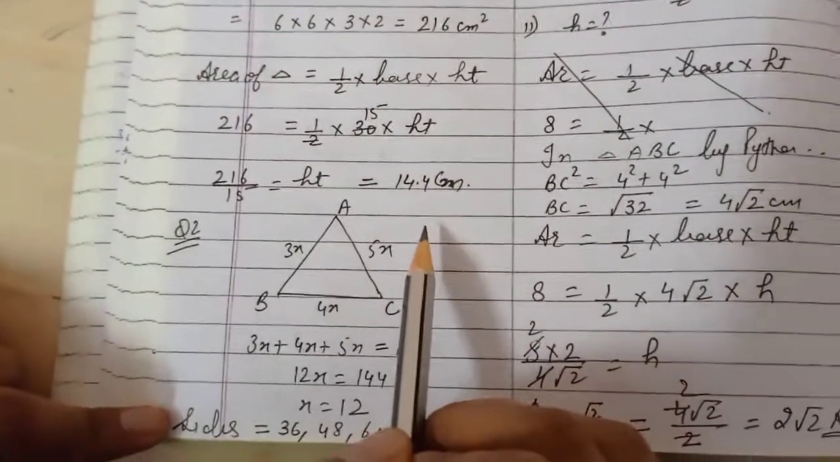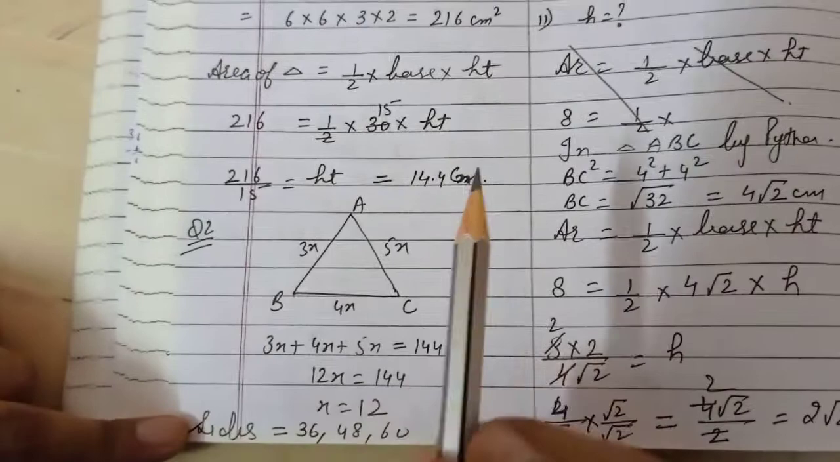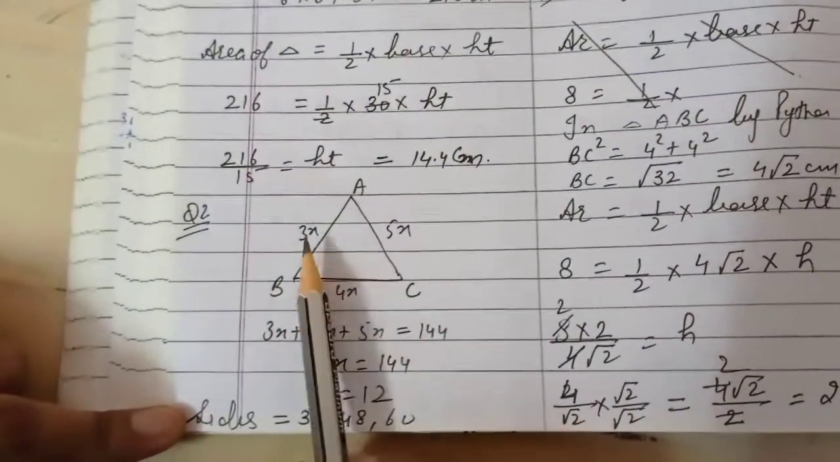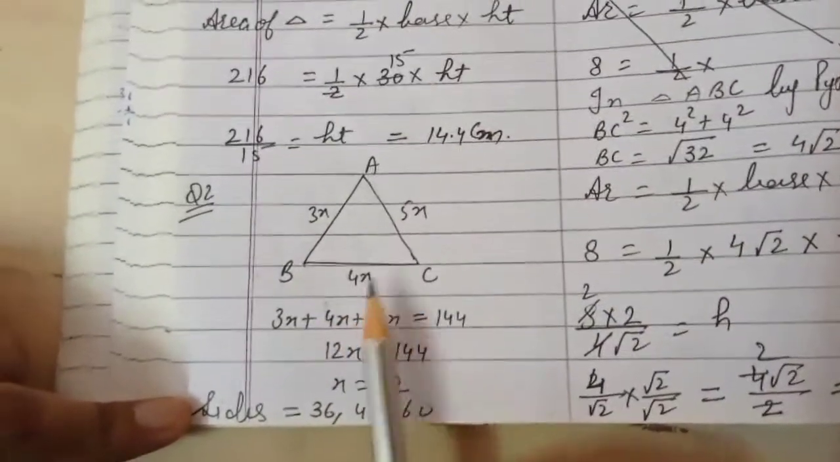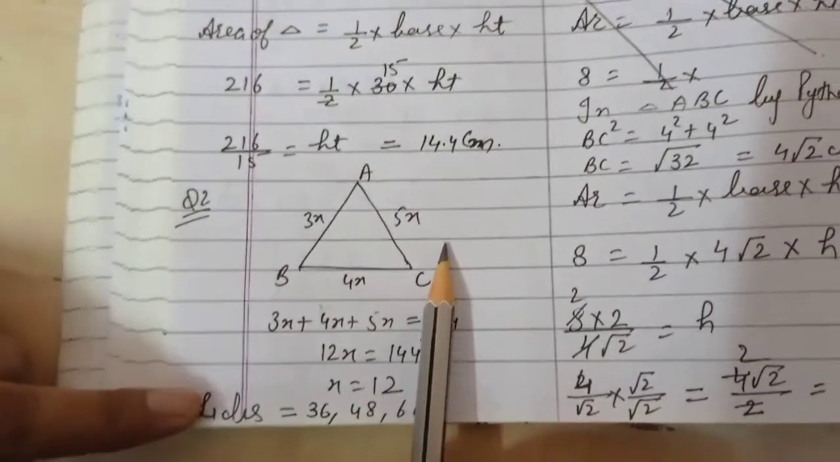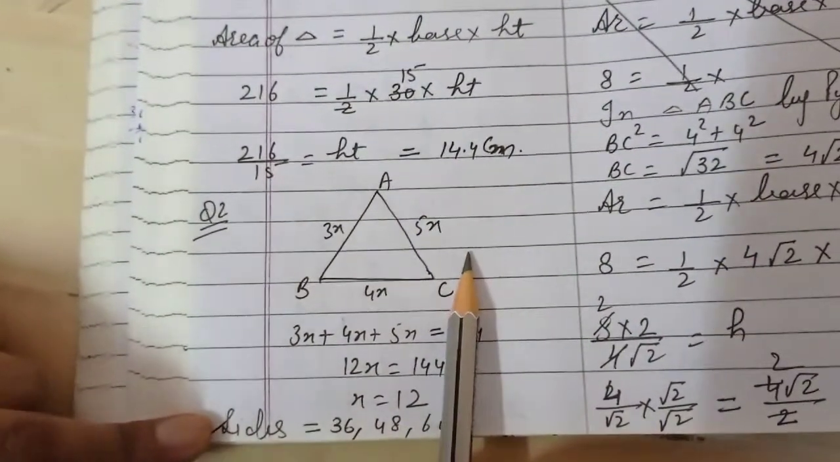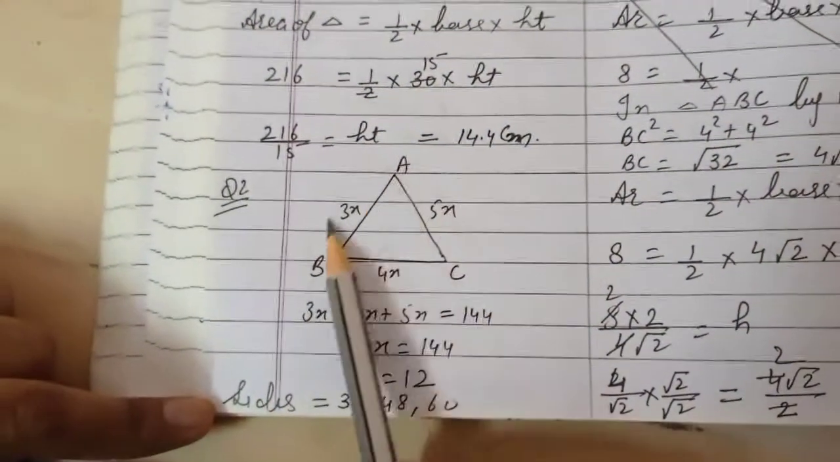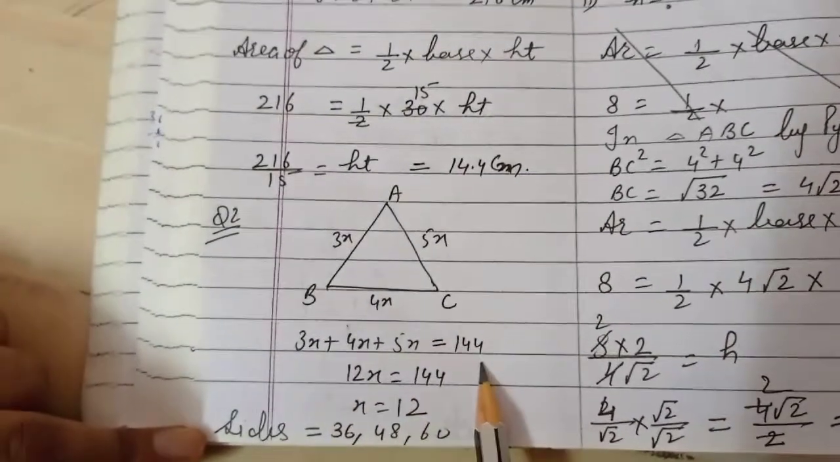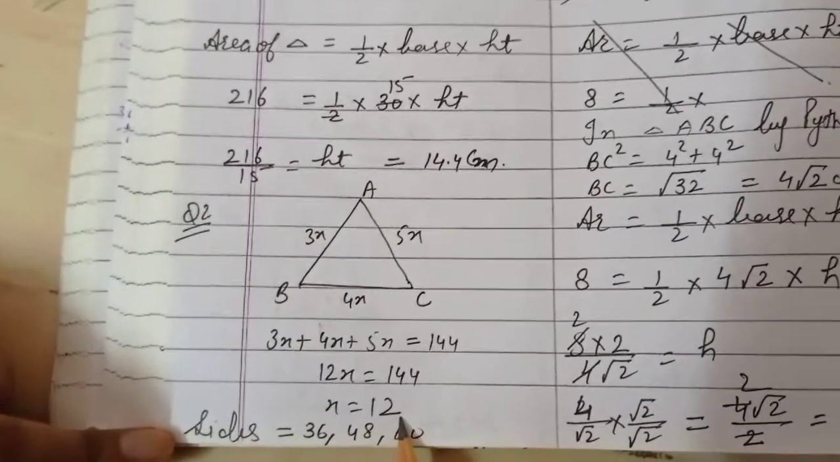Second question. The lengths of the sides of a triangle are in ratio 3, 4 and 5. So you know how we take it: 3x, 4x and 5x. Find the area of the triangle if the perimeter is given. You know what the perimeter of a triangle is? Sum of all the sides. Clear? I got the value of x.